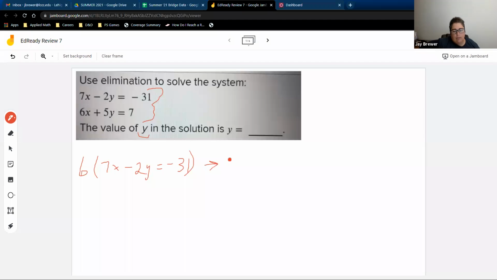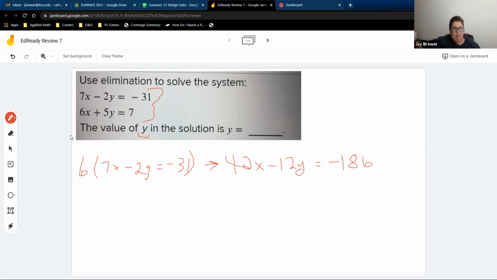6 times 7 will give us a 42x. 6 times -2 will give us a -12y. And then 6 times -31 gives us a -186. Here you can see that's a little bit bigger of a number than you probably like to deal with, but it's going to be okay.